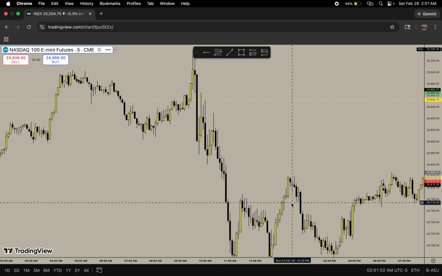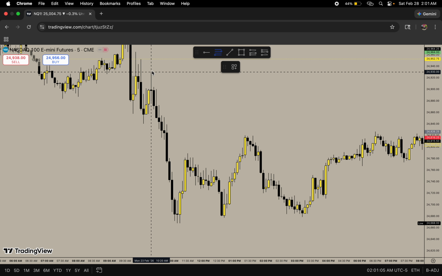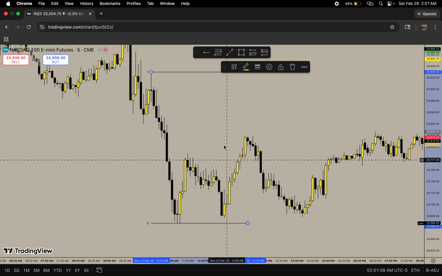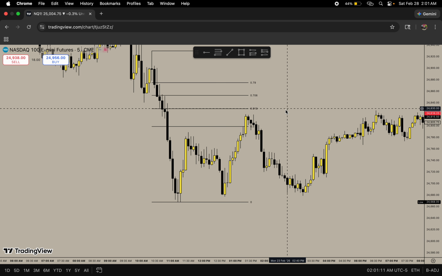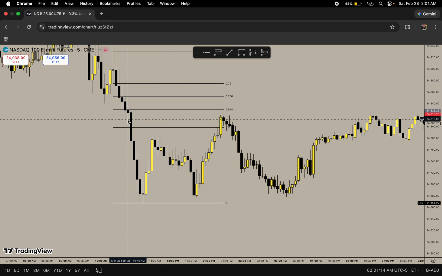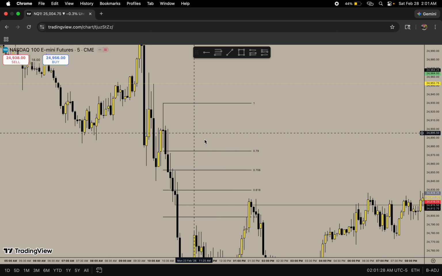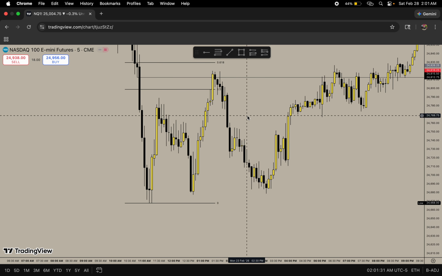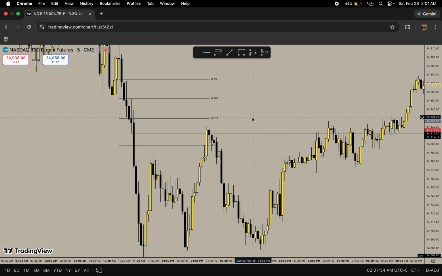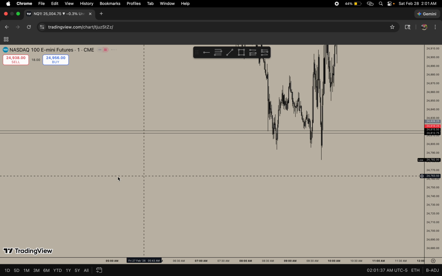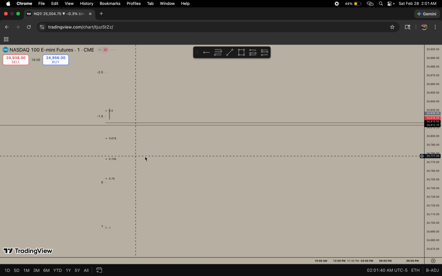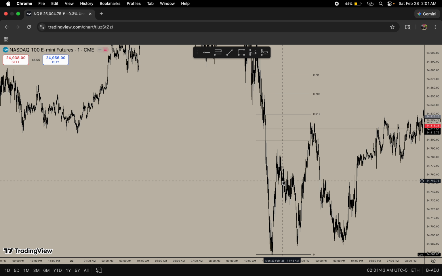Let's find another one. Boom, we get a gap fill, 0.5, 0.6. Price trades into this leg before trading back down. The 1-minute's probably going to be too far for me to go and find an example. The data's too far behind.